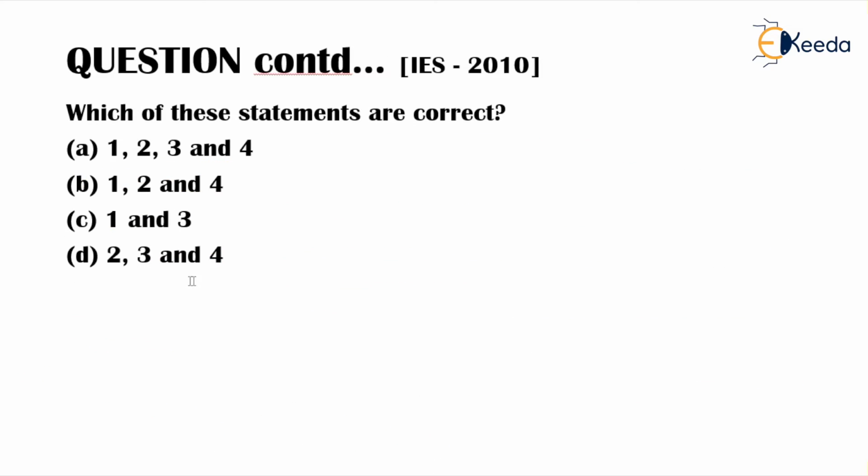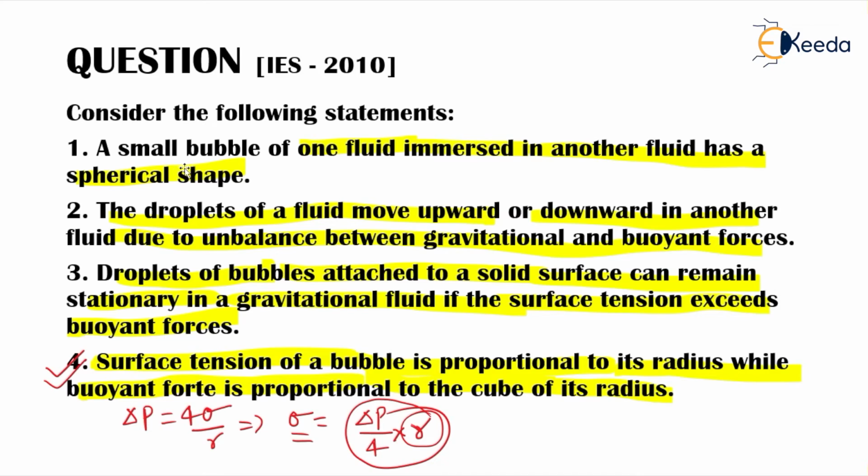Now look at the options. Can we eliminate any other option? 4 is in A, 4 is in B, 4 is in D. So 4 comes in all of them. So we need to check for other options as well. We cannot eliminate any as of now.